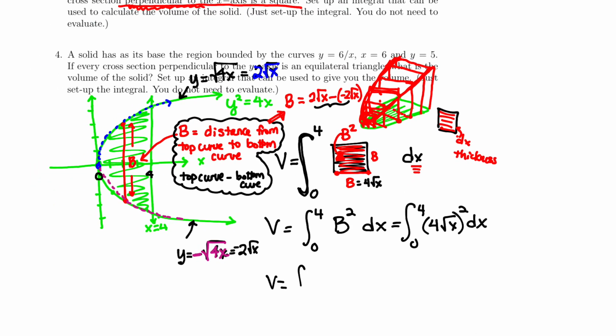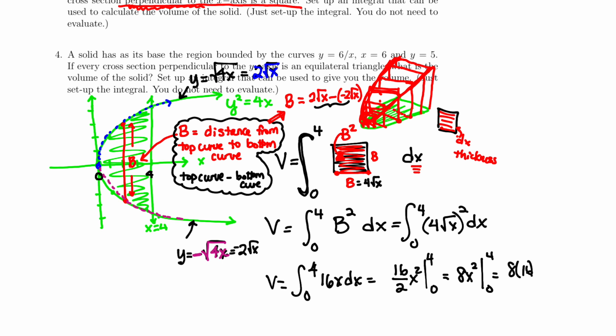And so what would my volume be? It would be 16x dx. And when I integrate that, add 1 to the power, right? Divide by 2. Are you guys getting 8x squared from 0 to 4? Which is 8 times 16 minus 0, or 128 cubic units.